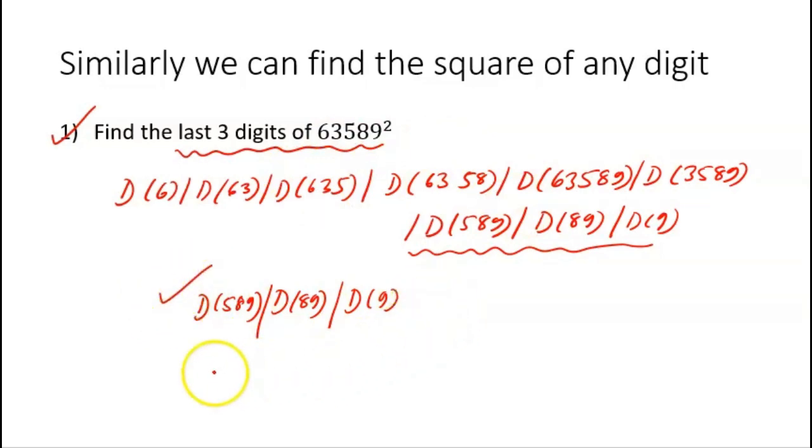Now if you calculate this, duplex of 9 will be what? Duplex of 9 will be 81. So you write 81 like this. 8 will be the carryover term. And duplex of 89 will be what? 8 into 9 is 72, and 72 into 2 is 144. So you write 14 as the carryover term and 4.